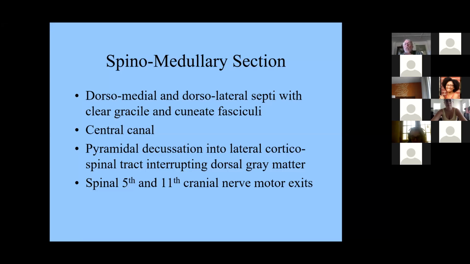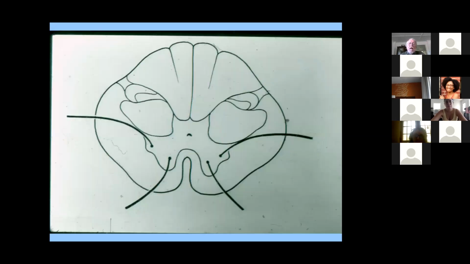When we look at these caudal exits, they are motor exits. Remember, the fifth cranial nerve is mixed, so it has a sensory component. Most of that is in the center or rostral portions of the fifth cranial nerve. The motor portion is in the pons, but also in the medulla and also down in the spinal cord. And of course, the 11th cranial nerve, which we know is in the caudal medulla, also extends all the way down into the spinomedullary section. And as we know, the 11th cranial nerve is purely motor.